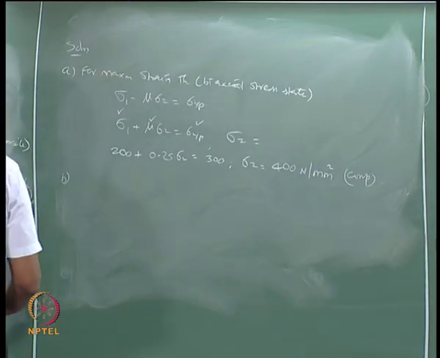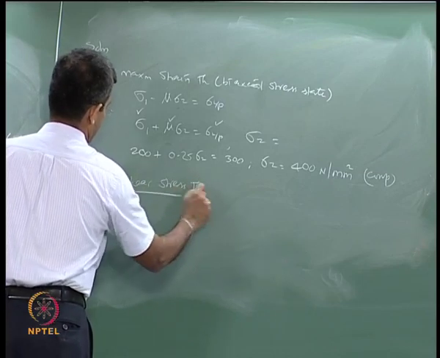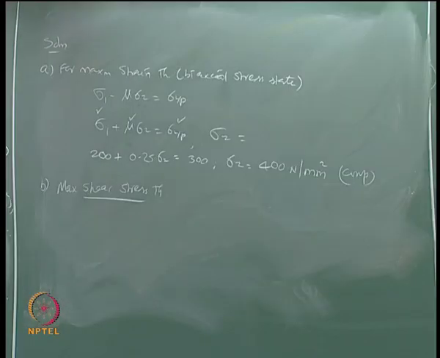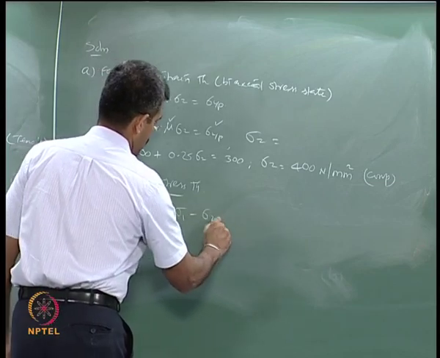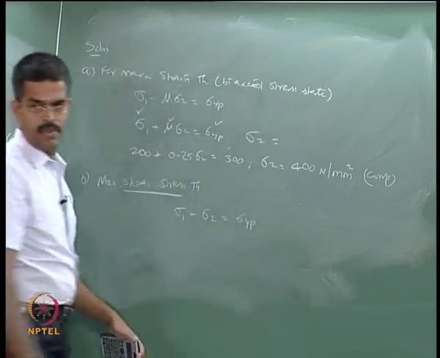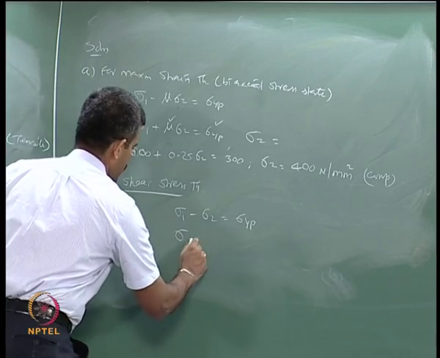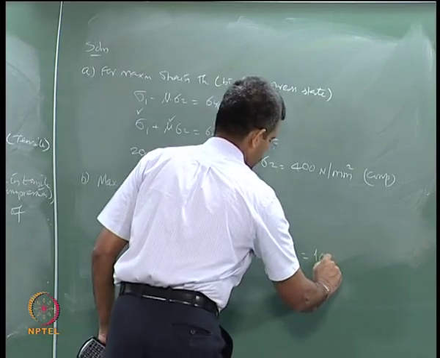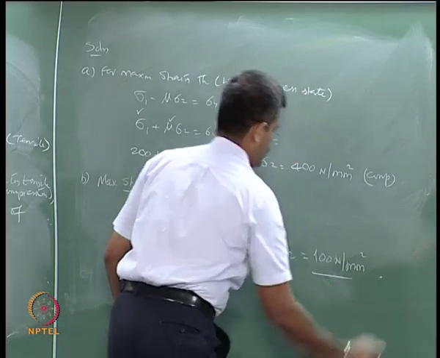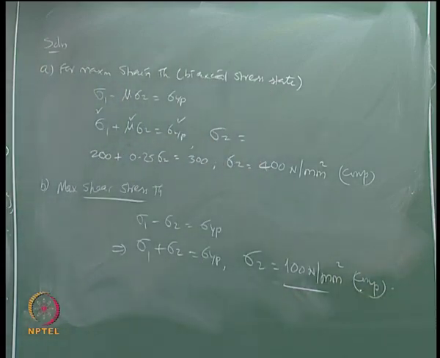B, maximum shear stress theory. According to this theory, what is the control equation? Minus sigma 2 is sigma y, is it not? So, for my problem, sigma 2 being compressive, which gives me sigma 2 as simply 100, okay, compressive, is it not? Let's take away this.